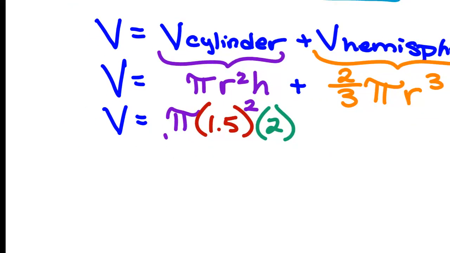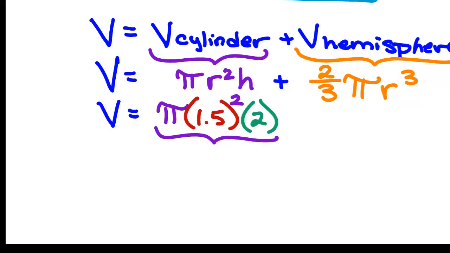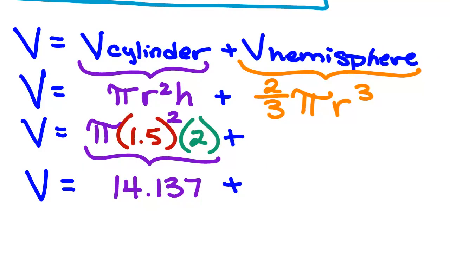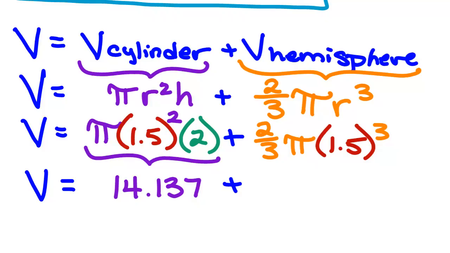Let's go ahead and pop just that much into the calculator. What do we get there? Yep, 14.137 plus, now we do our hemisphere, 2/3 pi times the radius of 1.5 cubed. Do you guys remember how to put in the cubed into the calculator? What button do we push? The caret right here. It looks like an arrow right above the x squared key.